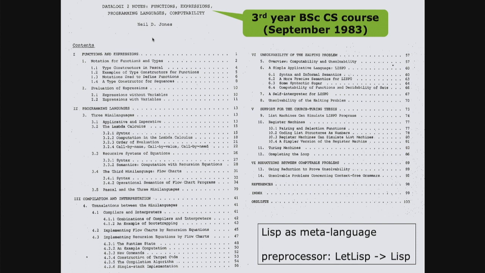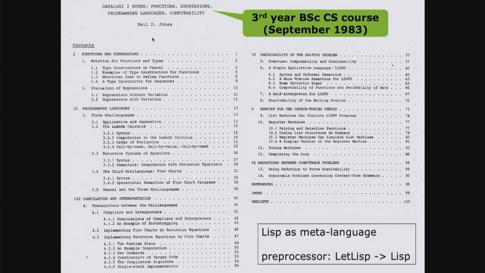Neil wrote some lecture notes about functions, expressions, programming languages, and computability, covering a huge amount of things in 100 pages here. Including what will be relevant later: recursive systems of equations, compilation and interpretation and stuff. I really loved this stuff. It was so neat and compact and clear.